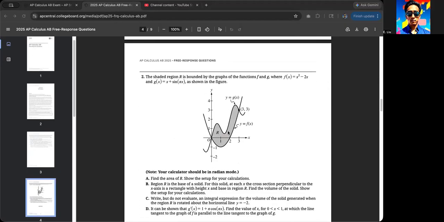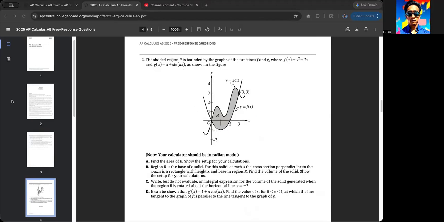Being able to do that quickly. The second one right here, we are given a graph. You can already see they're asking you to deal with this in terms of the area under the curve. You have to be able to set up the area. Set up the area of R, show your setup for the calculations.